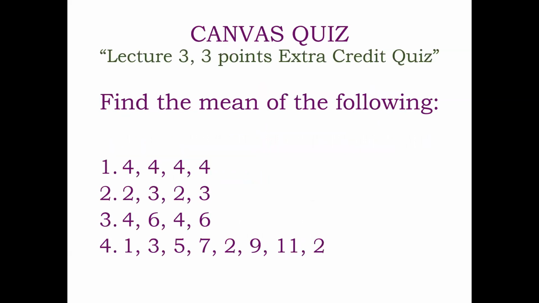So let's start out with a quick review quiz on Canvas. Please pause this recording and open up the lecture 3 points extra credit quiz and find the mean of the following variables. When you're done, you can continue.